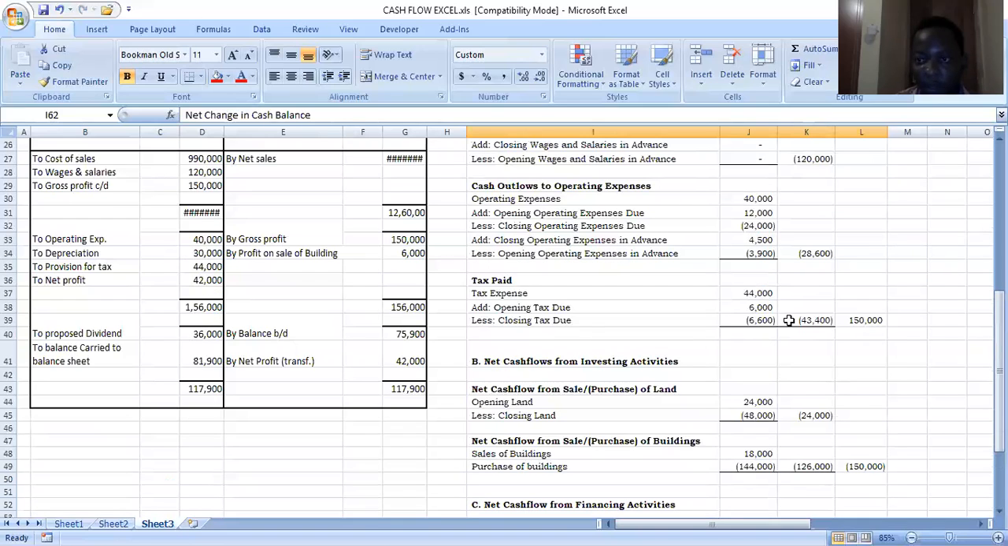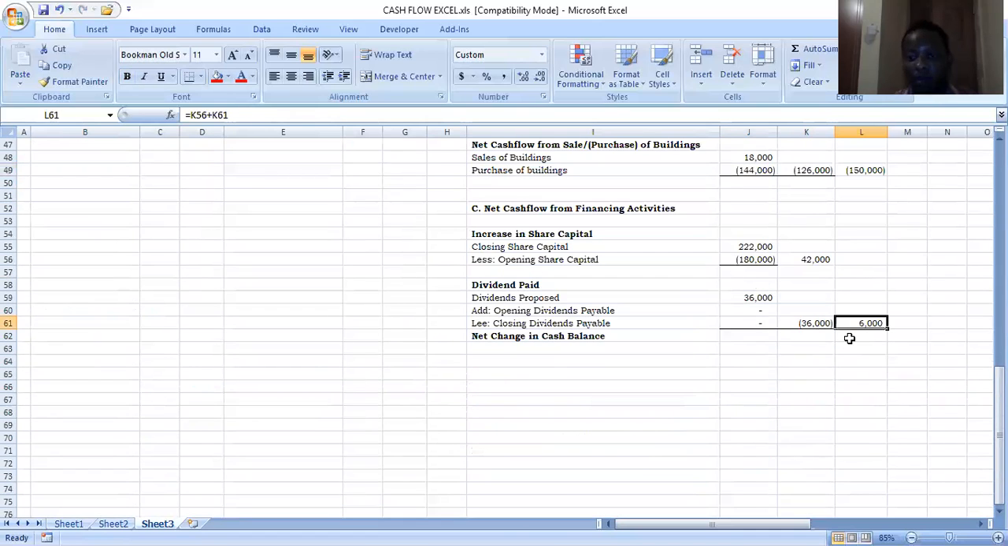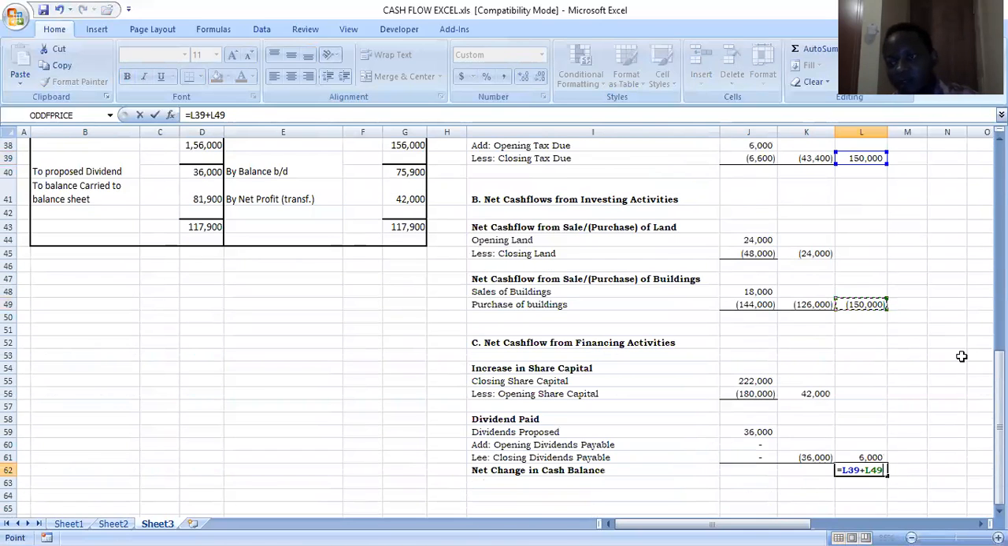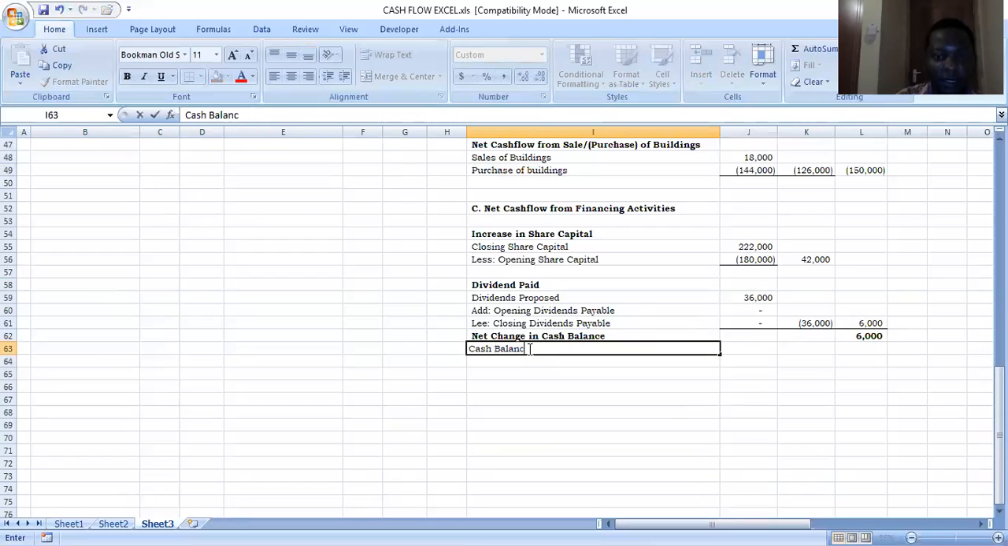So from operating activities, the total is 150,000 shillings. From investing activities is minus 150,000 shillings, and from financing activities is 6,000 shillings. So in total, it's 150,000 shillings plus minus 150,000 shillings plus 6,000 shillings, which is a total of 6,000 shillings. So to this, we add the cash balance at the beginning. So we have cash balance brought down. At the beginning, it was how much? You find that in the balance sheet on the asset side.